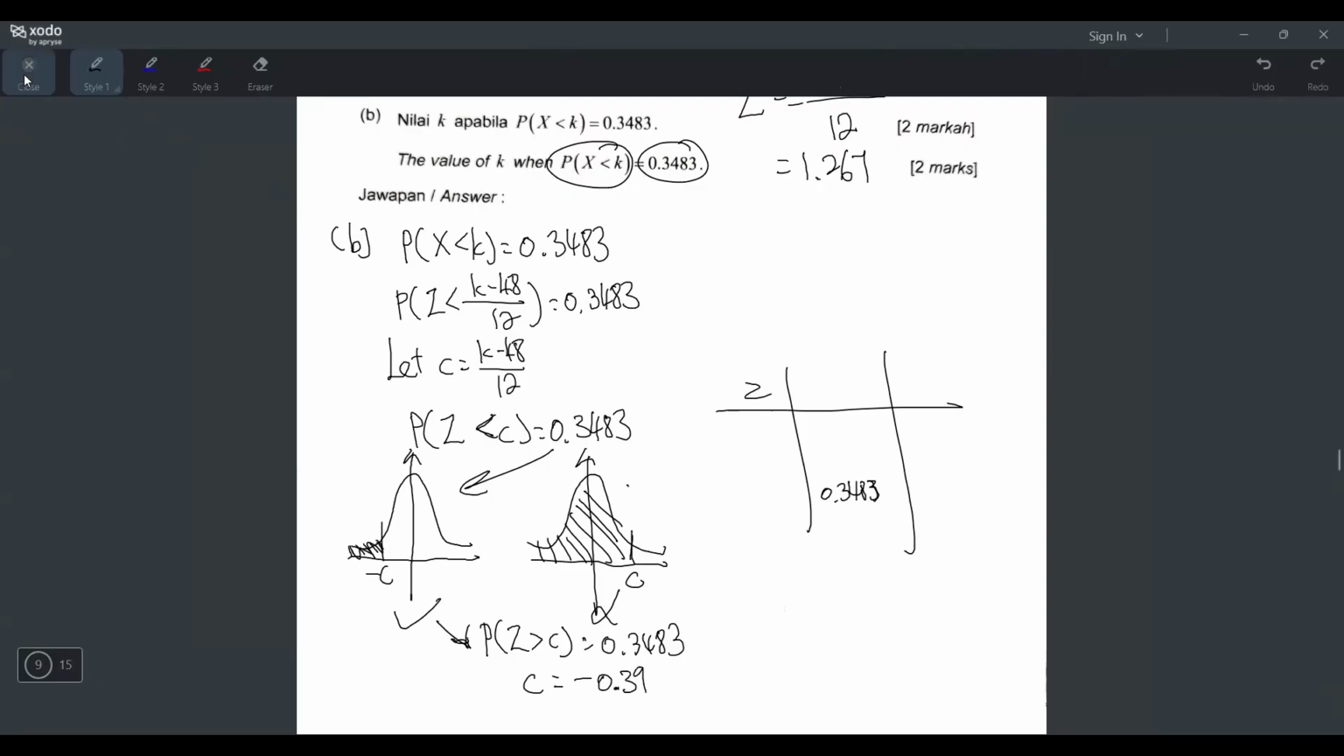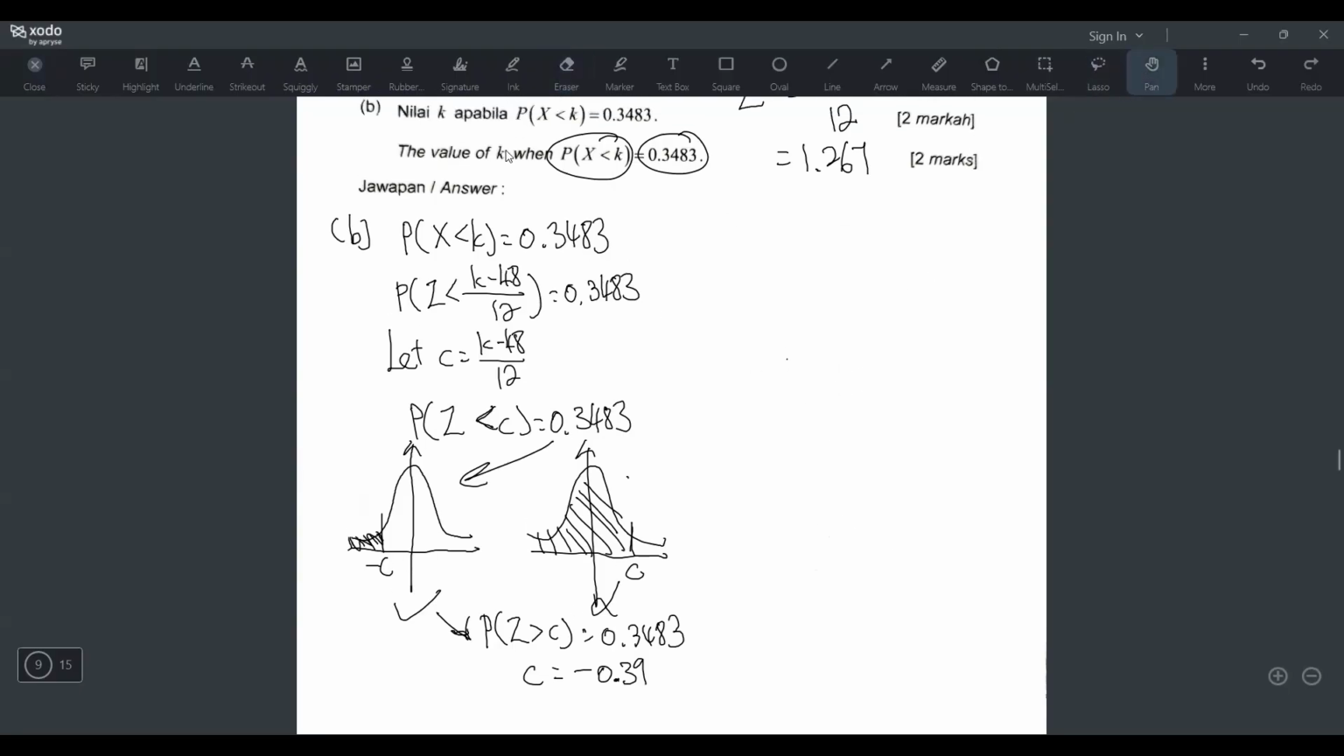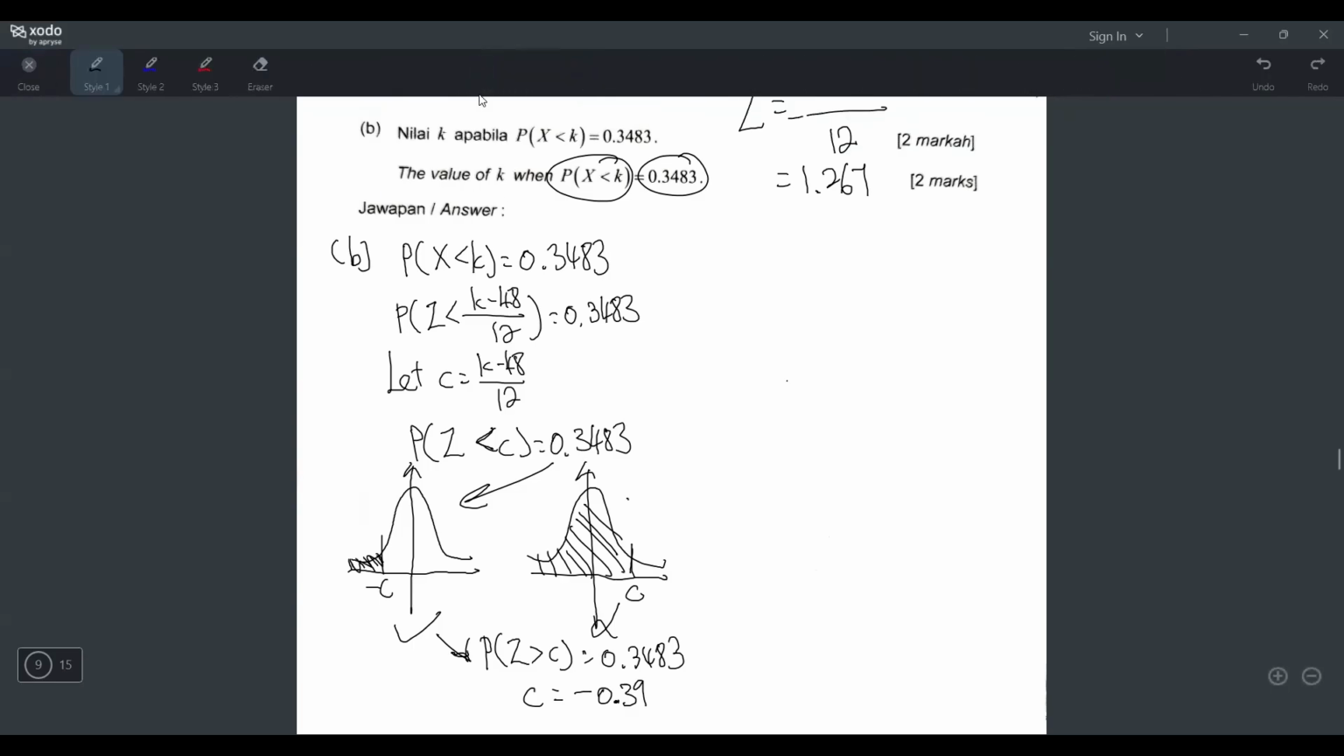Why negative? Because just now you did the experiment already, right? The C is negative. So remember, most students will forget the negative. They always forget to put a negative, and then lose marks. Okay, this is not your answer. This is just the C. They're asking for K. Do you remember just now you temporarily changed this whole thing to C? So now after you already get C, you have to change it back. So it will become K minus 48 over 12 equals negative 0.39. It means the C you change back to K minus 48 divided by 12.